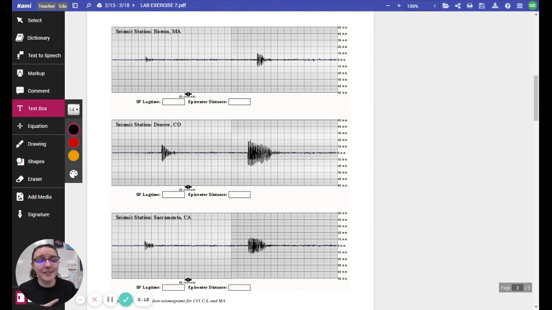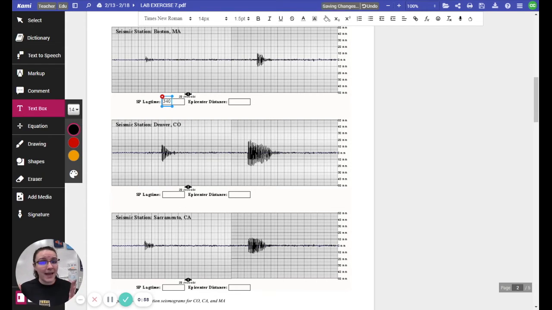And the first thing that I need to do is figure out how much time passed in between the P wave arrival, which is always the first one, and the S wave arrival, which is always the second one. It shows me down here at the bottom that each box is 20 seconds. So it looks like at Boston there was 20, 40, 60, 80, 100, 120, 140, 160, 180, 200, 220, 240, 260, 280, 300, 320, about 340 seconds was the lag time between the S waves and the P waves.